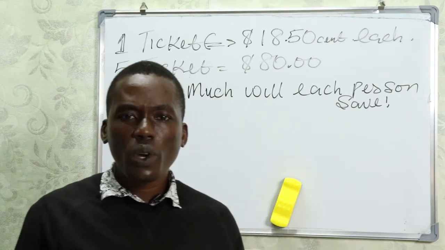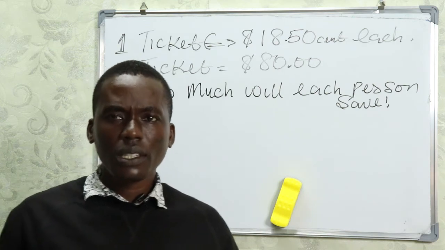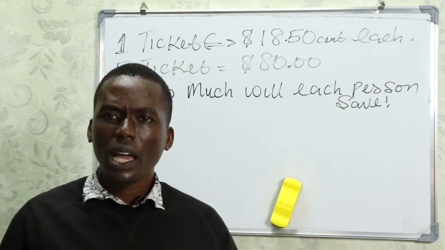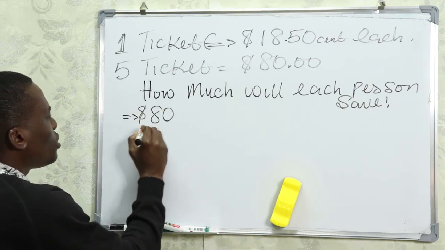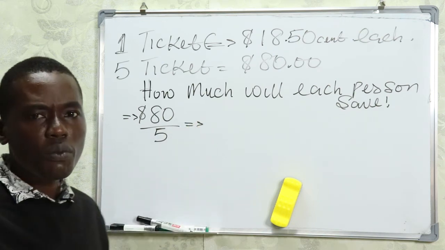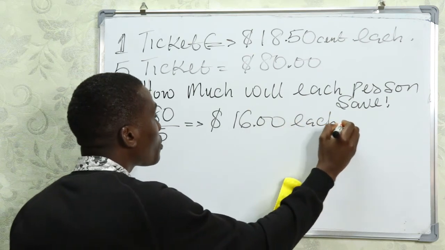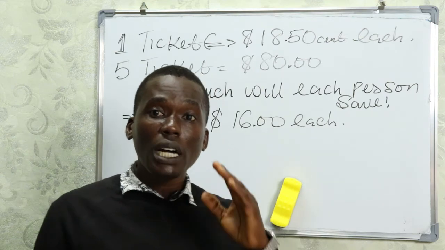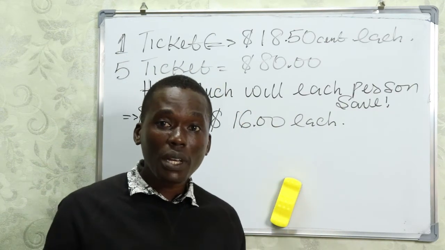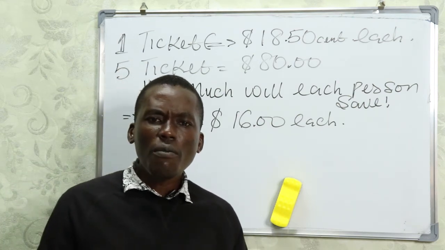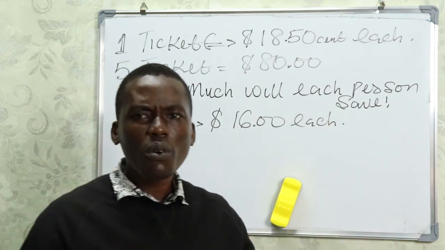Now there are various ways in which we can solve this question, but we are going to look at the easiest way. If we take that $80, I will ask myself, if we divide that $80 by 5, how much will it cost each of these persons? 80 divided by 5 will give us $16. So that means each of them will have to contribute $16 in order to make up that $80 and buy the premiere movie ticket in bulk. So if each of them brings $16 and the initial cost of the ticket is $18.50, the answer is just surfacing. How much will each of them save?